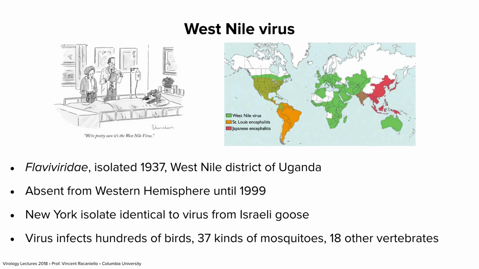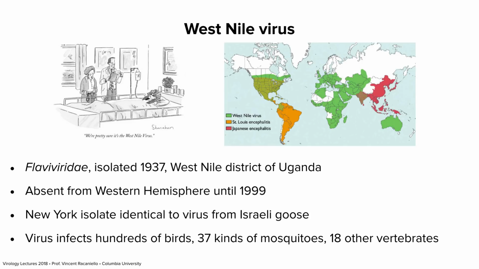Our last virus is West Nile. One of my favorite cartoons. We're pretty sure it's West Nile virus. West Nile is not in Egypt, actually. It's in Uganda. So this cartoonist didn't take a virology course. The West Nile district of Uganda is where West Nile virus was first identified. It's nothing to do with Egypt.